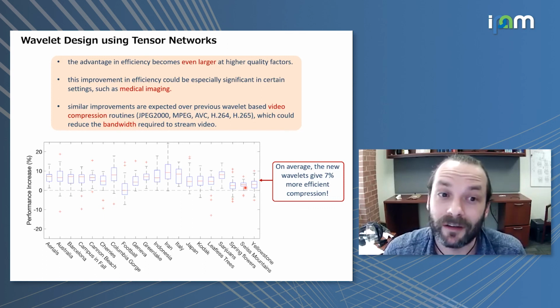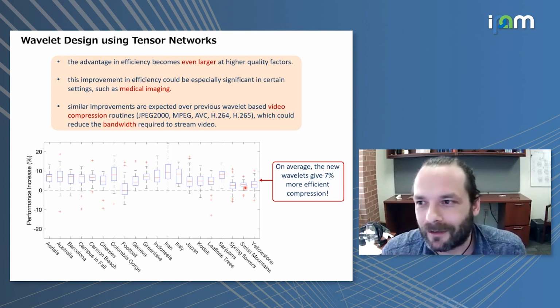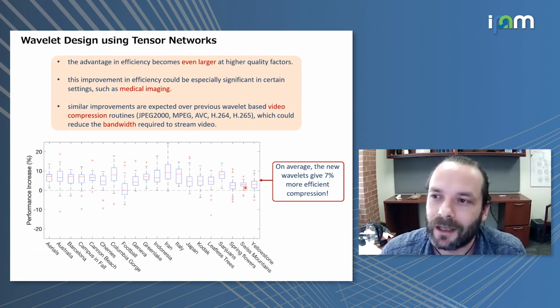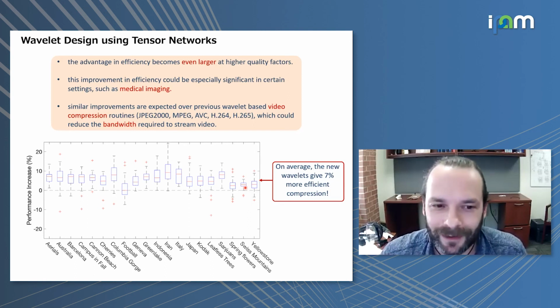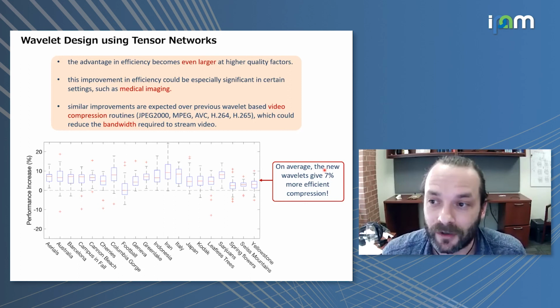Okay, the gap increases. So this type of thing could be very useful in something like medical imaging, where a scan generates a huge amount of data, but you still want to keep high fidelity representations of your images. This would also be very important in video compression, where if I'm streaming content from the internet, a 7% reduction in bandwidth would be very appreciable.